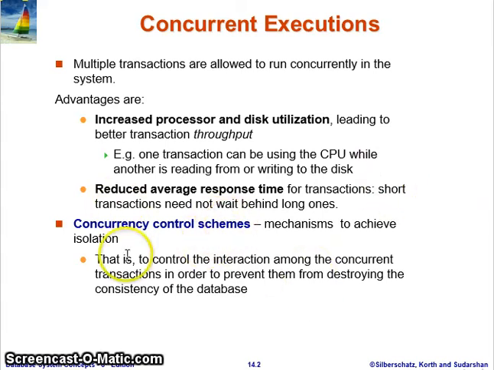The second thing is that we need to keep our database consistent. When more than one transaction is executed simultaneously, we can lose the consistency of the database. So there is a mechanism called the concurrency control mechanism, or concurrency control scheme. It is used to achieve isolation, one of the properties of a transaction, that is, to control interaction among the concurrent transactions in order to prevent them from destroying the consistency of the database.